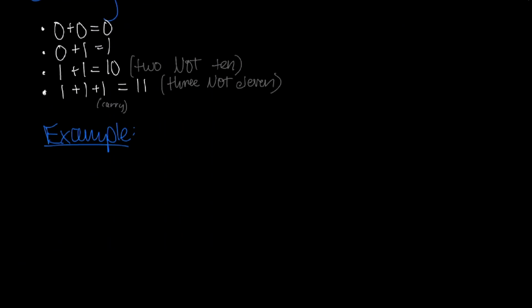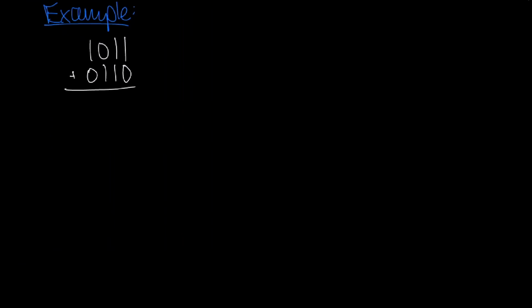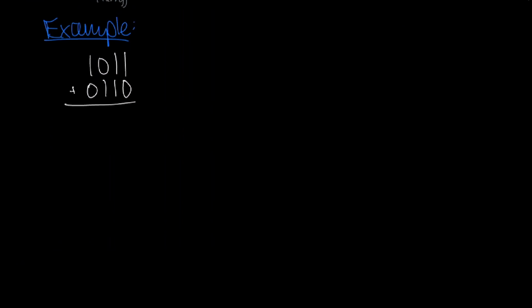So let's work through an example. Let's go ahead and add 1, 0, 1, 1 plus 0, 1, 1, 0. We're going to write it just like you would a base 10 example. And while we're learning, I will write this. This is 11 in base 10, and this is 6 in base 10. So we know this answer is also going to be 17, but let's prove that in binary.